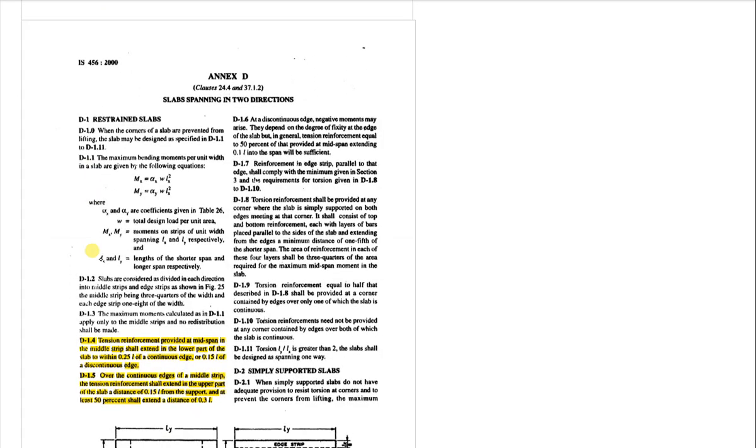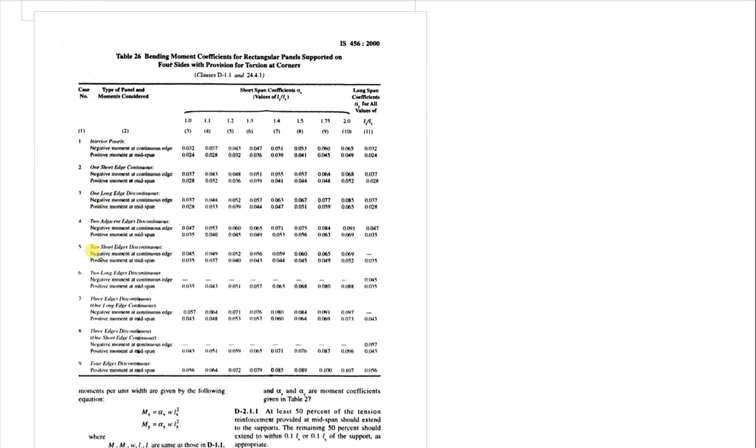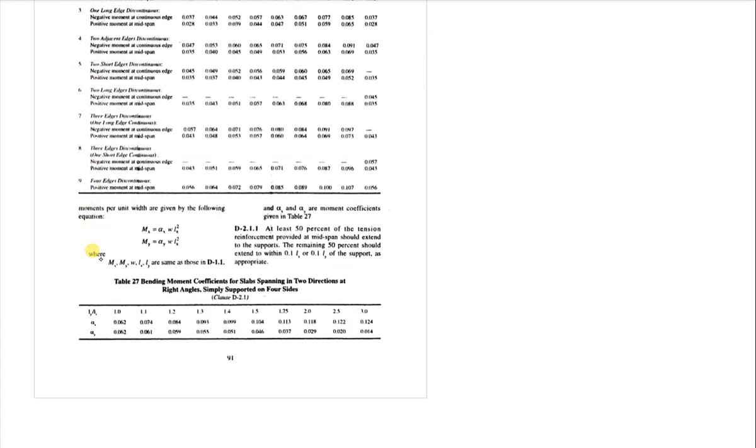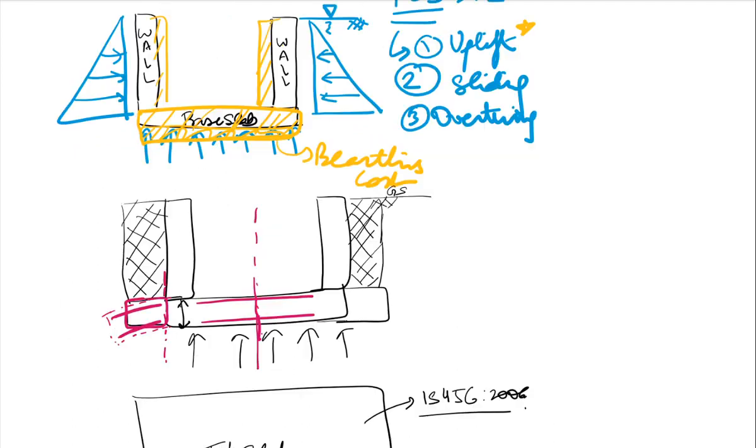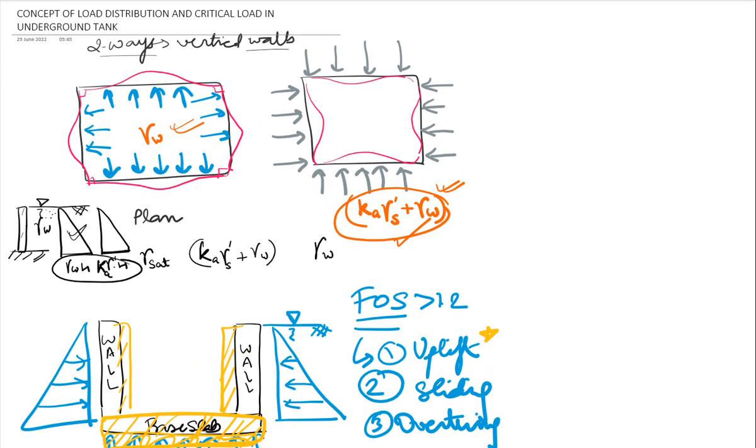See this, the slab is running in two directions. So this table we will use and do the design of the two-way slab. Right? The other edges are discontinuous. This is the case that is the governing case for us. These are the values. So you will utilize this in the design of the top slab. So this is about the basics of tank design, right?